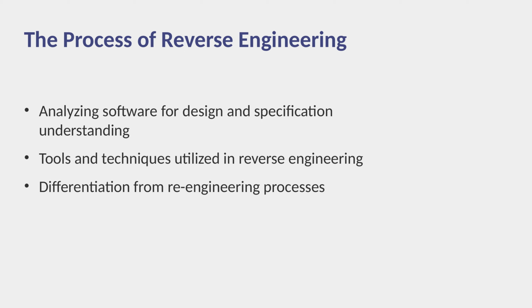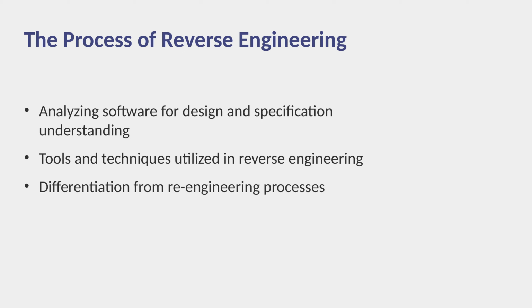Moving forward, let's delve into the specific processes involved in reverse engineering. At its essence, reverse engineering involves analyzing software to gain insights into its design and specifications. This analysis is critical as systems often become convoluted over time. To facilitate this, various tools and techniques are employed, including program understanding tools like browsers and cross reference generators, which help developers navigate through complex code bases.